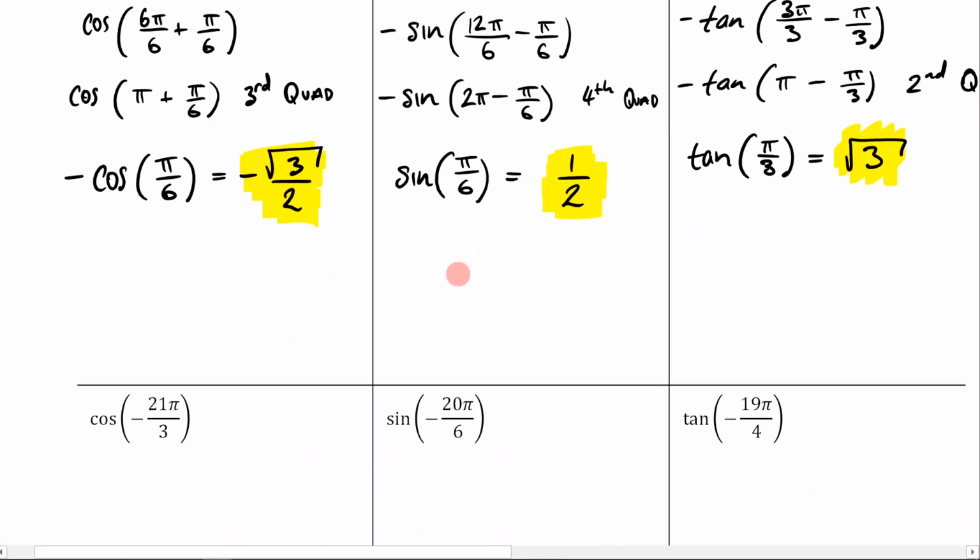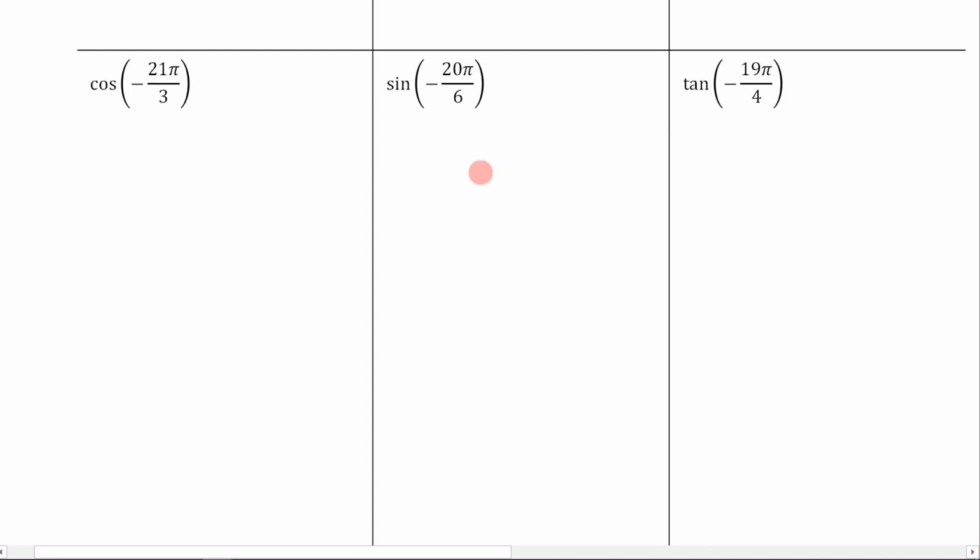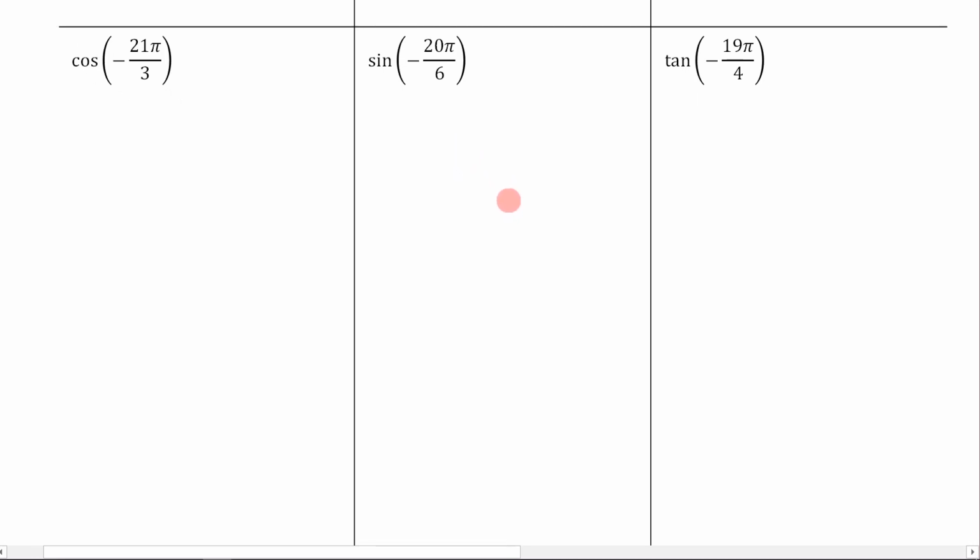Okay, let's go into our last ones here, which do pose a bit of an issue because the numbers are just bigger. And when they're bigger, it makes things a bit harder. Again, we know that when it's cos of a negative, the negative just goes away. So we're just dealing with this. And now, this is the hard part. We need to break this up into something that is manageable.